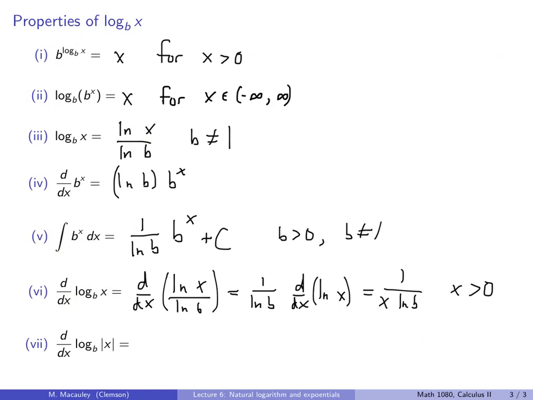So if you want to do this for x less than 0, you make this an absolute value, and you can do the same thing. The derivative of log base b of absolute value of x is going to be 1 over x natural log of b, and here x can be positive or negative. We better say that x is not equal to 0, otherwise this is not going to be differentiable. We're likely going to have some corner happening at x equals 0. So let's just be safe and say that x is not equal to 0.